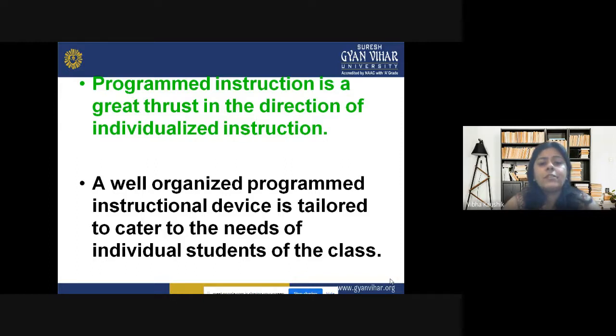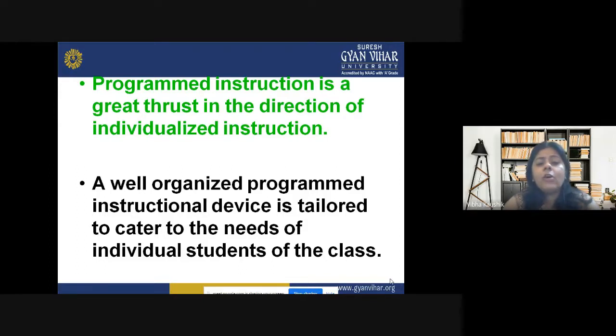Programmed instruction is a great thrust in the direction of individualized instruction. That means individuals will be able to learn at their own pace. They will be able to learn when they want to learn and how much they want to learn. So programmed instruction can be considered an instructional technique that goes in the direction of individualized instruction.